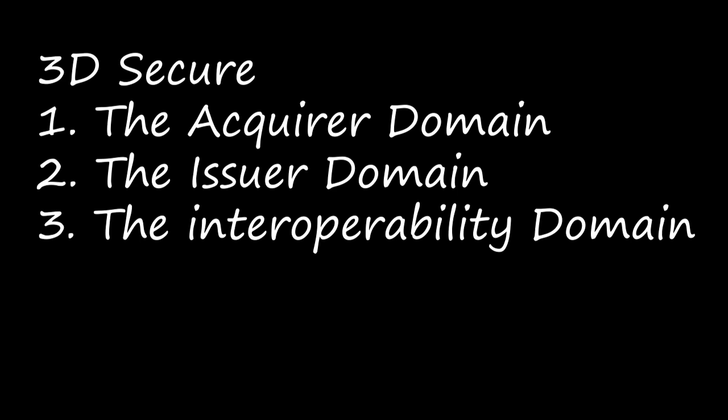This authentication model comprises three domains. That is, it has an acquirer domain, an issuer domain, and an interoperability domain, right? These three are the domains, and so this is known as 3D Secure, okay? It has the acquirer domain, issuer domain, and interoperability domain. So it has the name 3D, right? So this is 3D Secure, right? Are you clear about this 3D Secure?